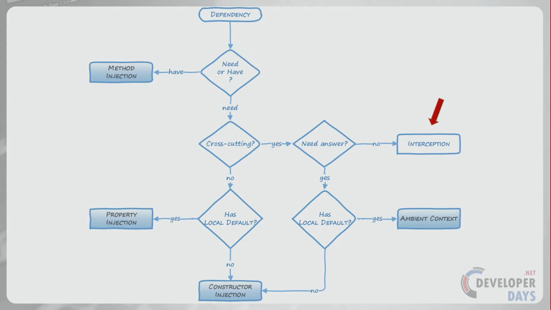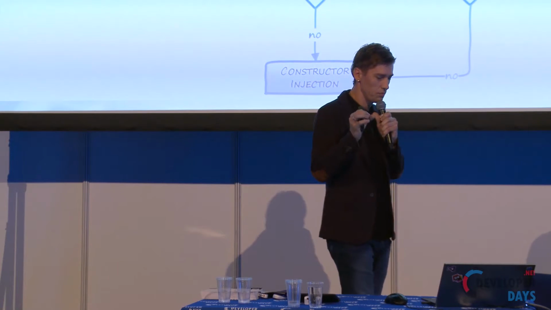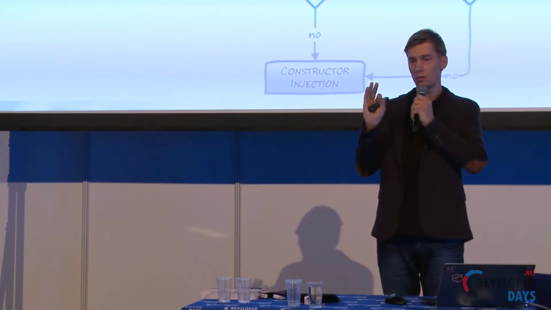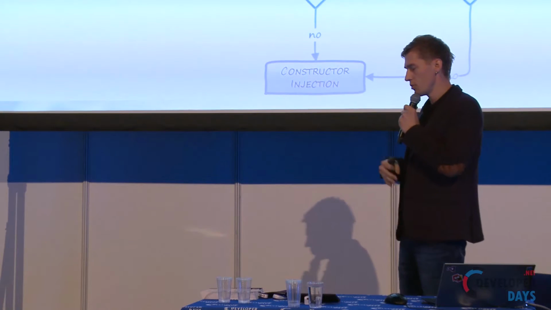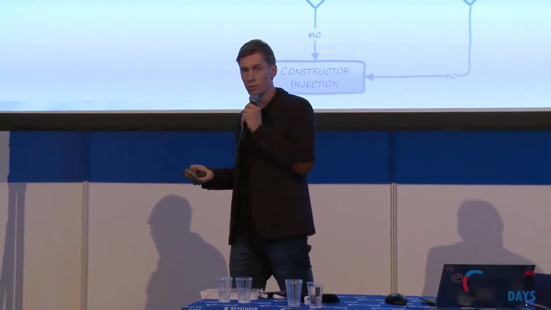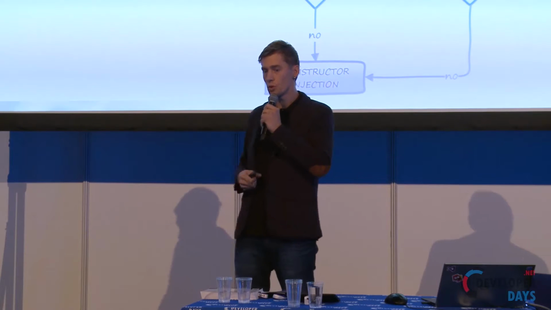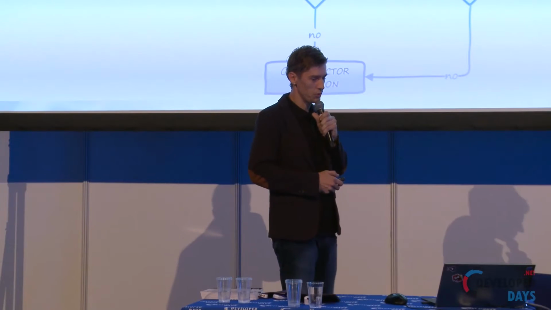But from the decision tree, it looks like the constructor injection is the least to be chosen one, but it's actually the most used one. Because usually, if you're building a component, you will need a dependency. You don't have a local default. You will be asking somebody to provide that dependency. Otherwise, you can't work, and you can't provide that business value for the consumers.